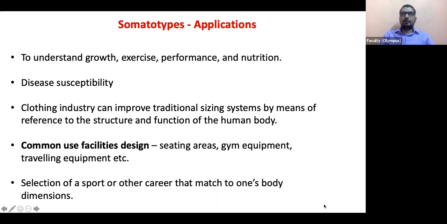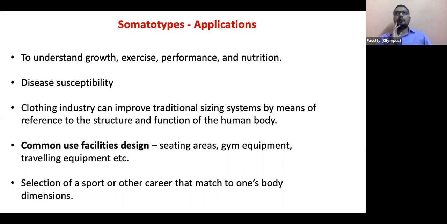So, uses of somatotyping. Knowing the body type, or knowing that people in a given population can be fit in some proportion into either endomorphic, mesomorphic, or ectomorphic body types, what type of use or benefit does that provide? First of all, to understand growth, so different aspects of growth, exercise, performance, and nutrition. So how body size is changing.